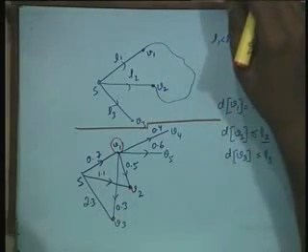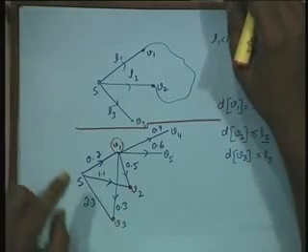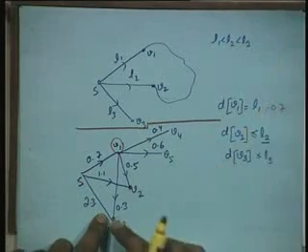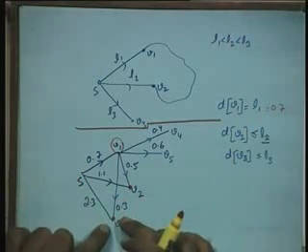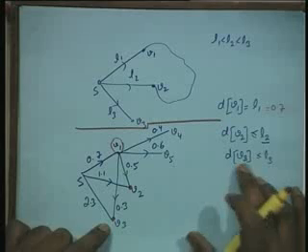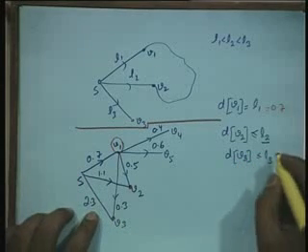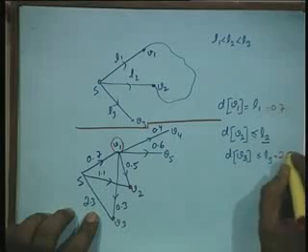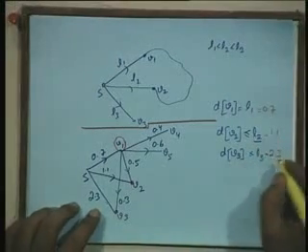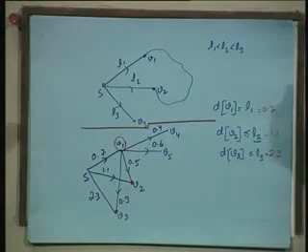Okay, until now we had seen only this edge and we said that the distance of V3 from S is less than 2.3. That is what we had said so far, it is less than 2.3.